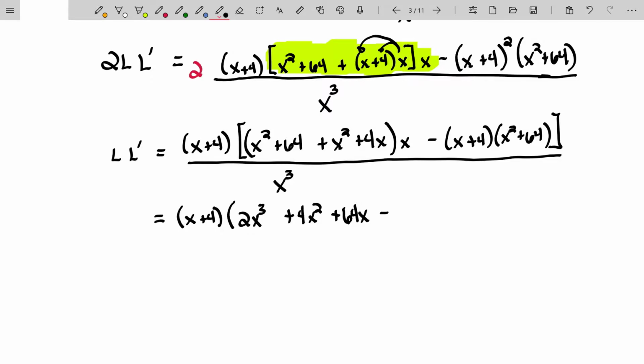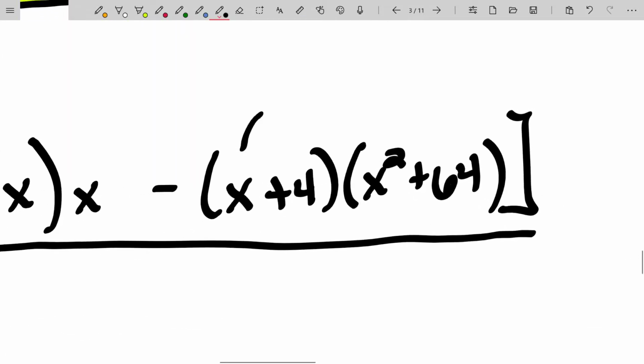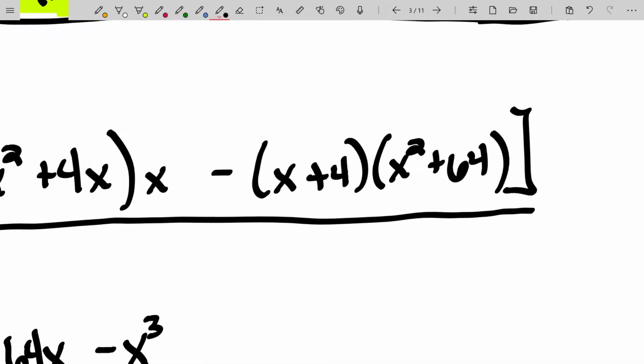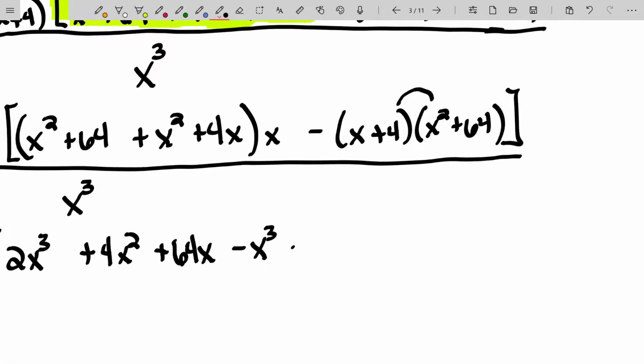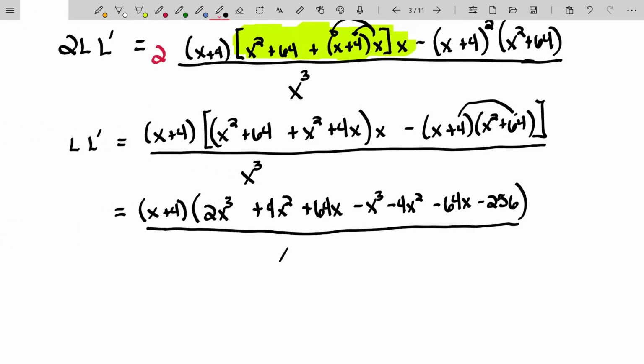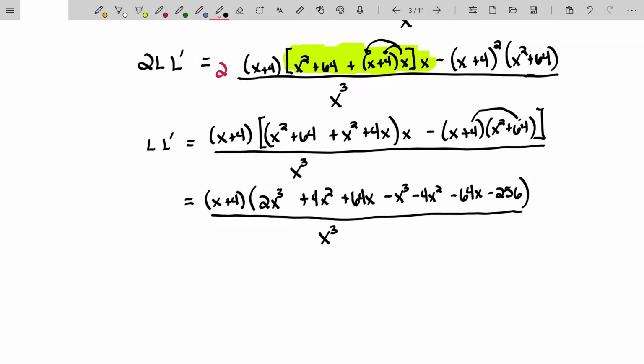And then we're subtracting off this product of this binomial, which is an x cubed, so we're subtracting off an x cubed, and a 4x squared, so we're subtracting off a 4x squared, and a 64x, so we're subtracting off a 64x, and a 256, so we're subtracting off a 256. This looks terrible, but actually cleans up super nice. All over x cubed. Now remember, this is not L prime actually, this is L times L prime. That's important to note because we will fiddle with L prime in a moment.